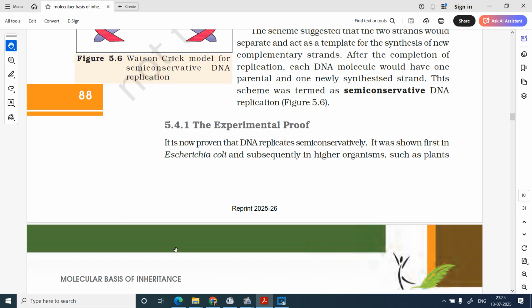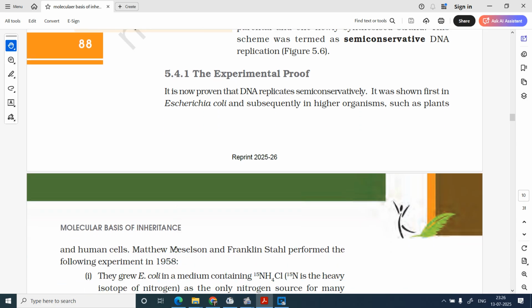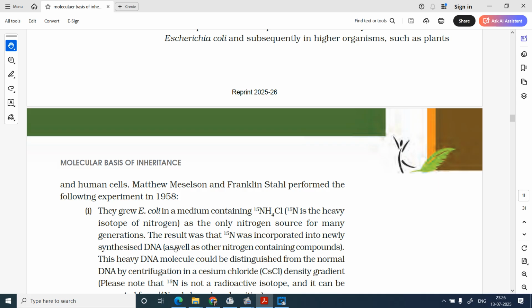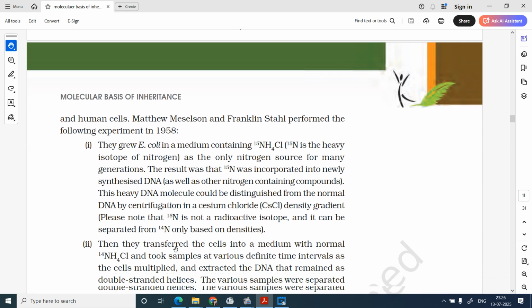5.4.1, the experimental proof. It is now proven that DNA replicates semi-conservatively. It was shown first in Escherichia coli and subsequently in higher organisms such as plants and human cells. Matthew Meselson and Franklin Stahl performed the following experiment in 1958.